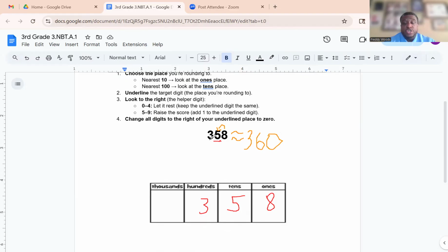This is your strategy that you're going to use and the steps you're going to follow when you are rounding a number to the nearest 10 or the nearest 100. Now, you're going to have a couple problems to solve, and you're going to round some numbers to the nearest 10's place and the nearest 100's place.